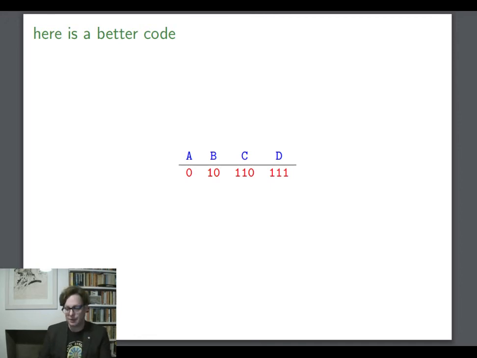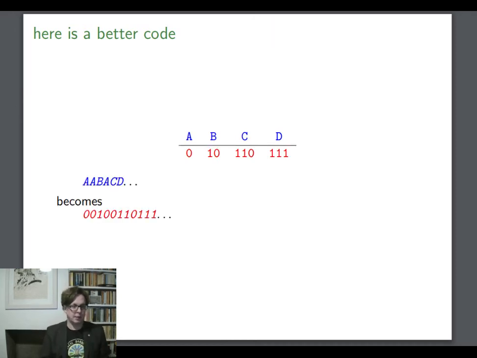Well, the answer there, of course, is that you can't segregate the code. So this is a clever code in that it's a prefix-free code. What that means is that no code word is the start of another code word. So A is 0, and none of the other code words start with 0. And B is 1, 0, and none of the other code words start with 1, 0.